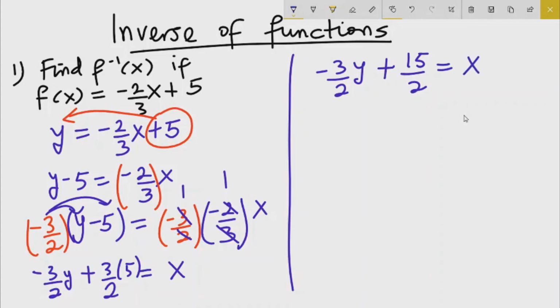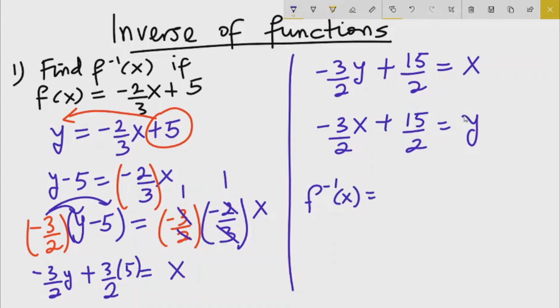So now I will need to switch the x and y. So you are not changing anything, you are just replacing whatever you see y, you replace it with x. And whatever you see the x, you replace it with y. So that is the inverse. So we can write the inverse that we have to generate is negative 3/2x plus 15/2.